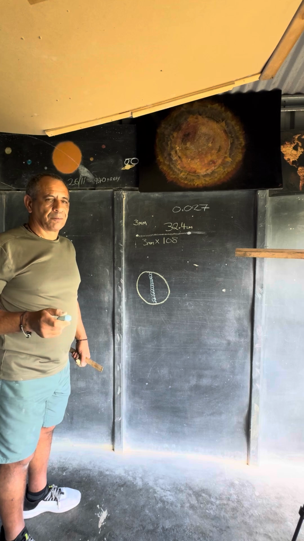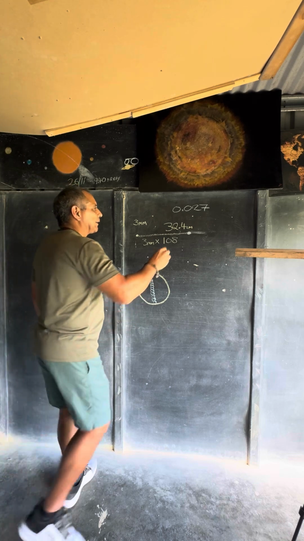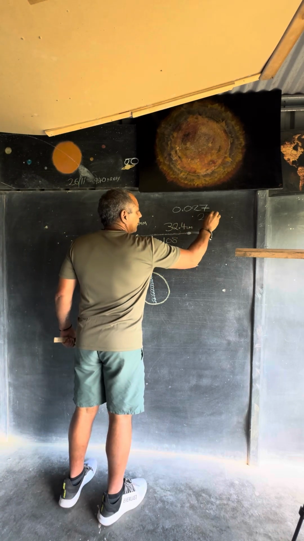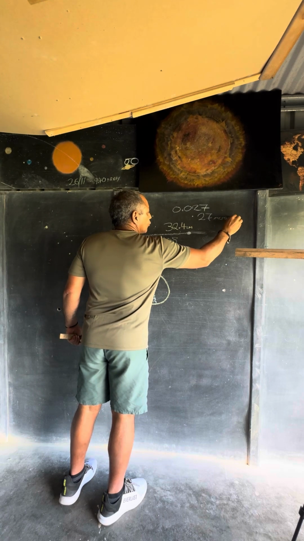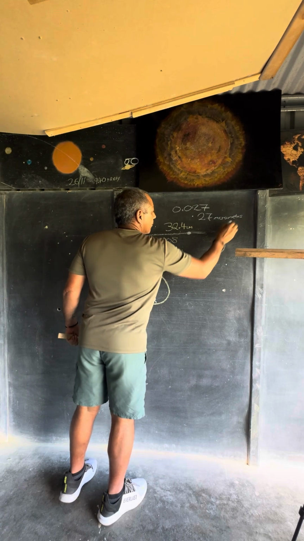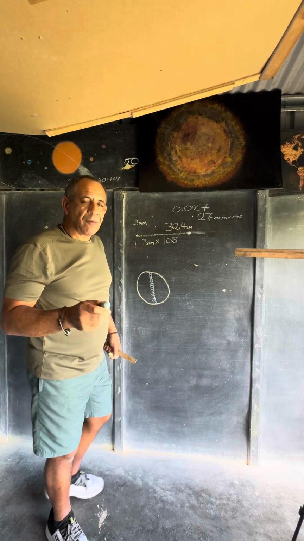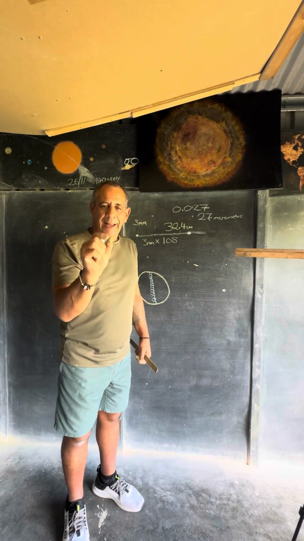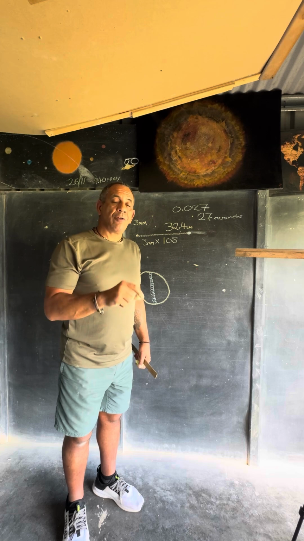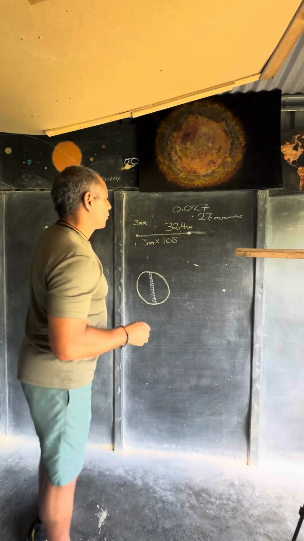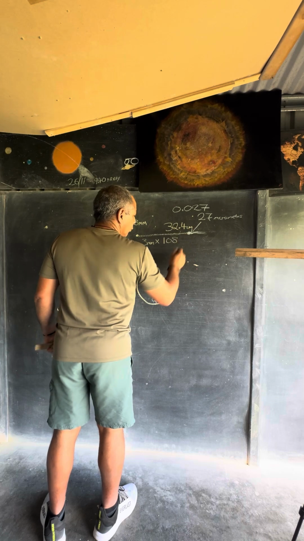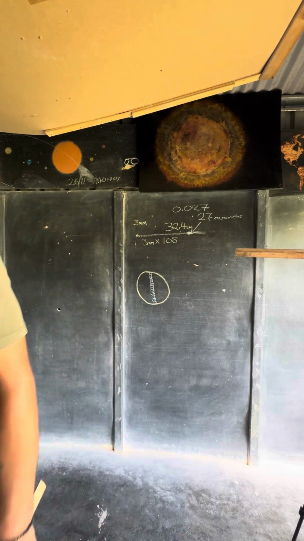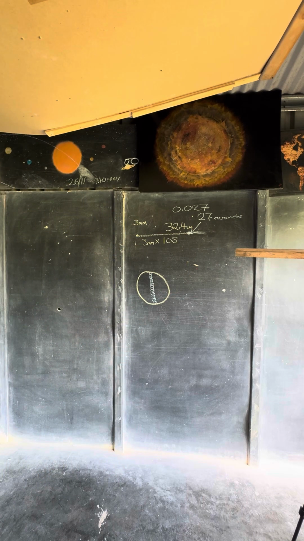0.027 millimeters, right? That's 27 micrometers. There are 1,000 micrometers in a millimeter. Earth is 27 of them. So, Earth would be here, but it would be a speck of dust that you wouldn't even see, right?